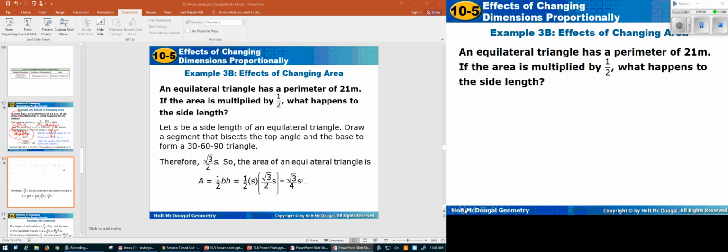So this time it says the equilateral triangle has a perimeter of 21 meters. Think about that. If the perimeter is 21 meters and it's equilateral, what's every side length? 7 meters. Okay? And this time it says if the area is multiplied by a half, what happens to the side length? So go back to your chart. This is our special one. If the area is multiplied by a half, what are they giving me when they say by a half? A squared. So they're telling me 1/2 is equal to a squared. So what is a equal to?